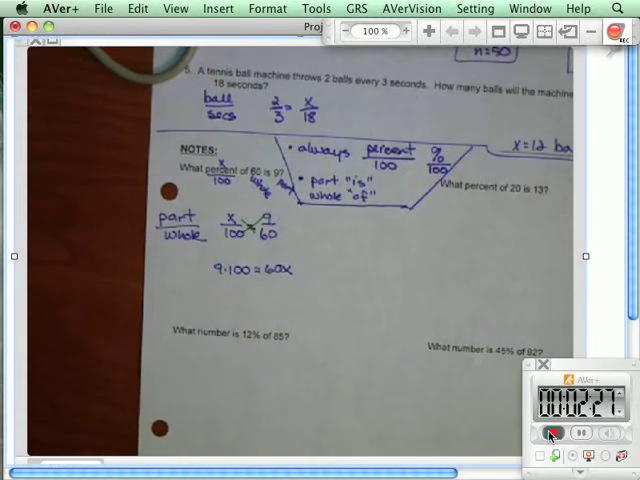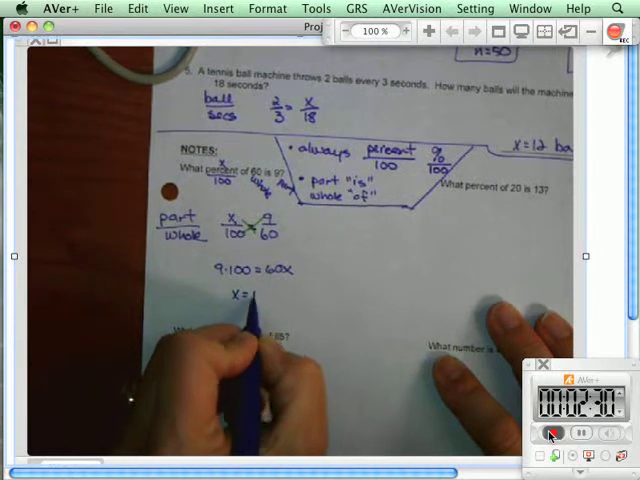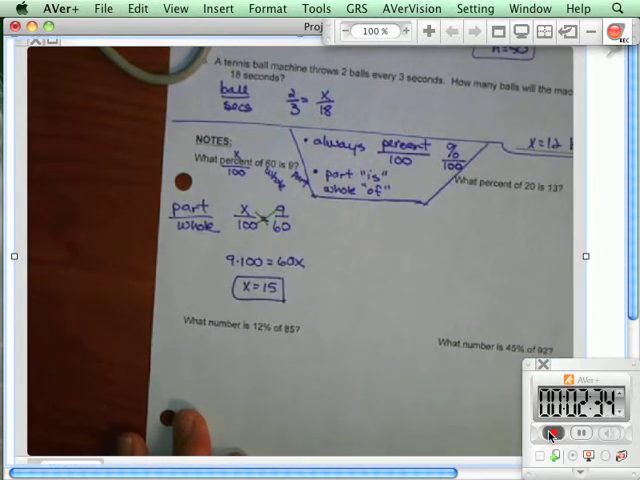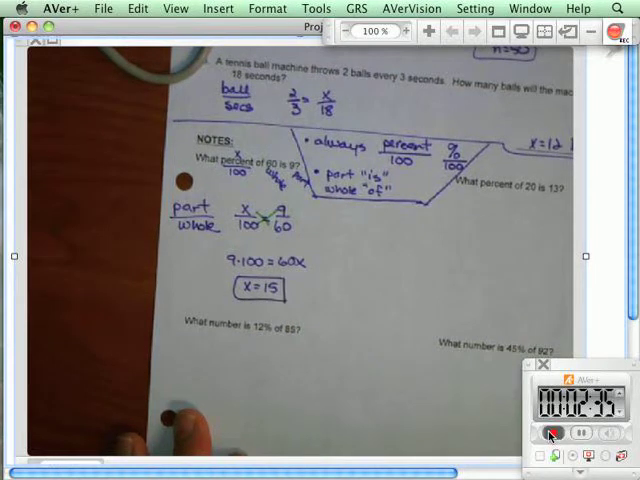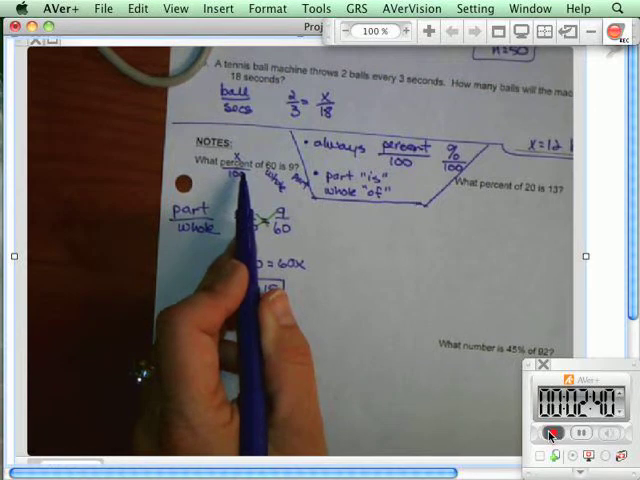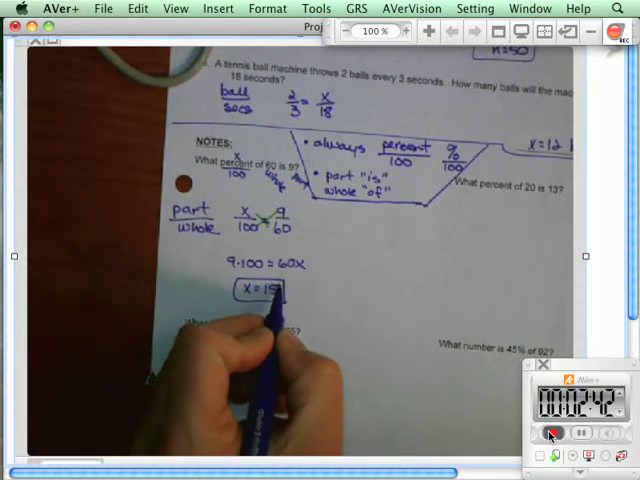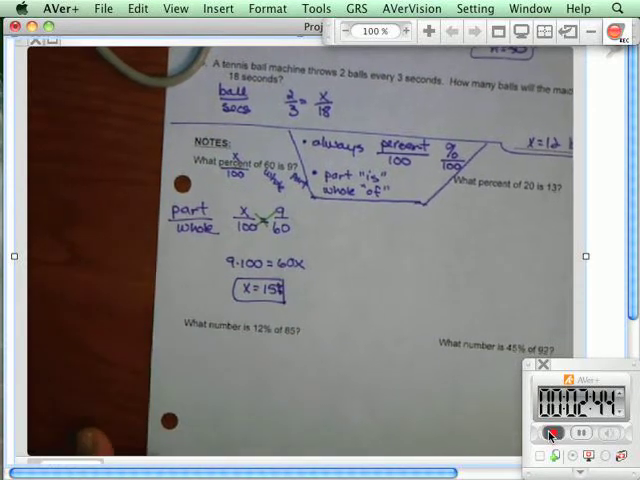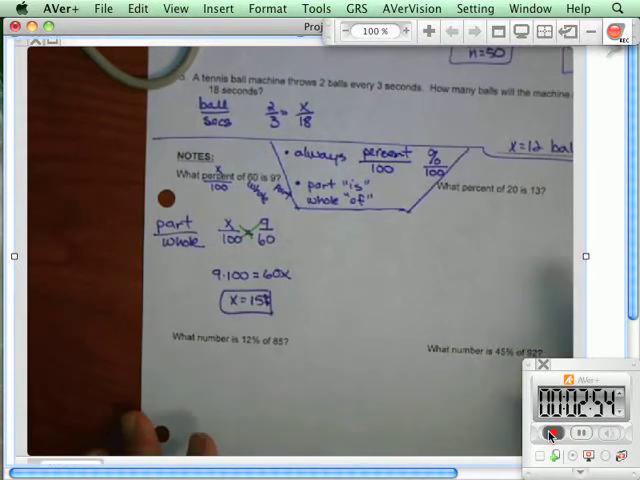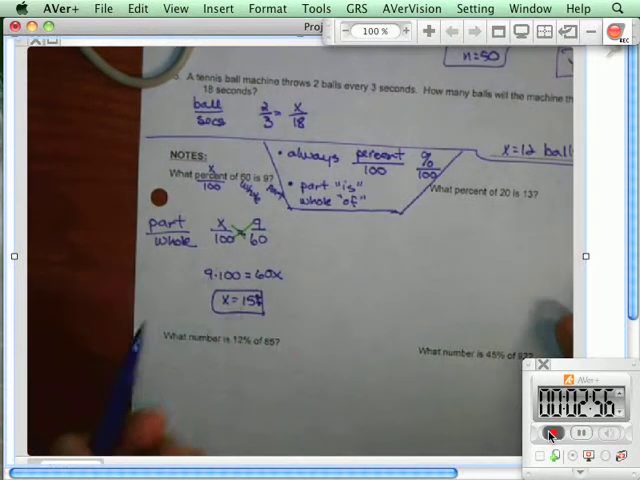What did you all get? 15. But wait, are we looking for a percent or just a number? Percent. So we're going to put the percent sign behind there: 15%. Can you just add 9? Yes, but we're getting into more difficult ones. So yes, you can. And really, that's all you're doing.